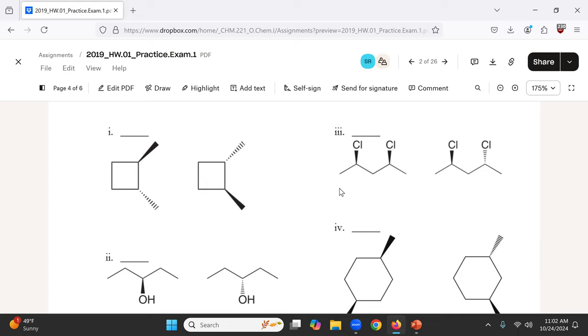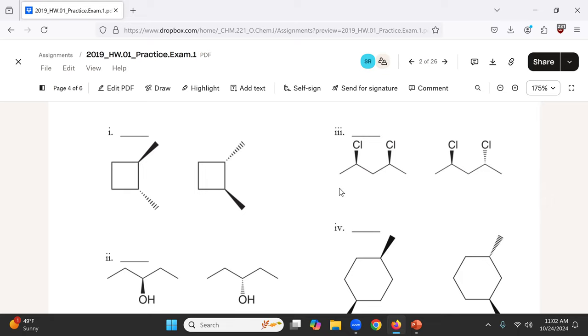Does that make sense? Yeah. I'm just trying to make, there's a lot of different... These ones on the left, both of these are trans, but they're not the same molecule, because they have the opposite orientation in terms of their stereocenters.